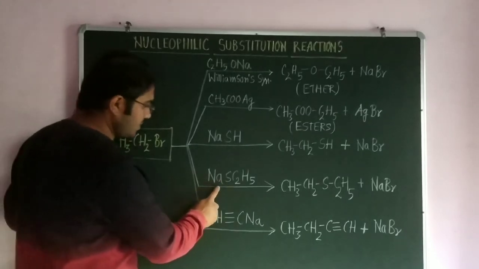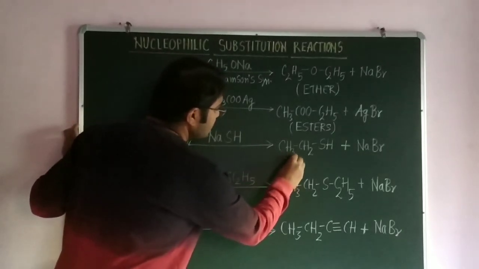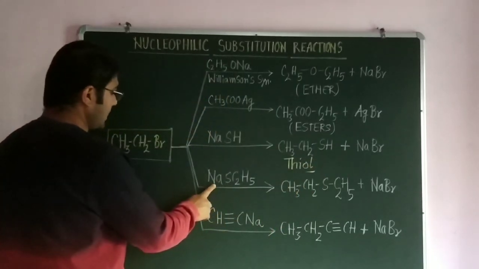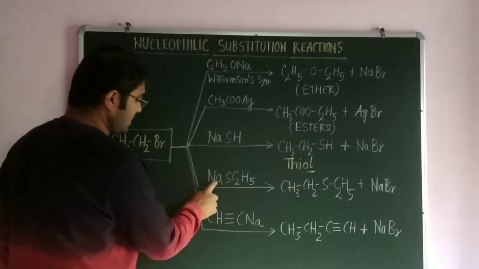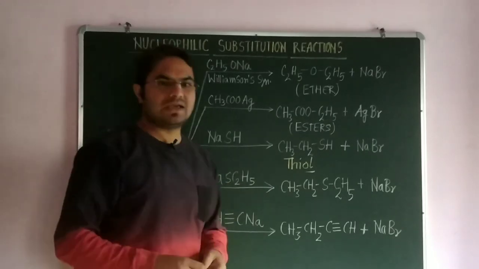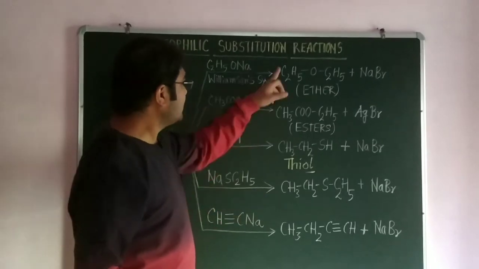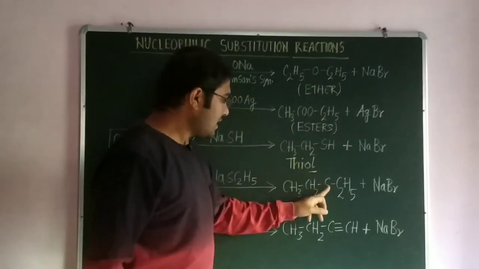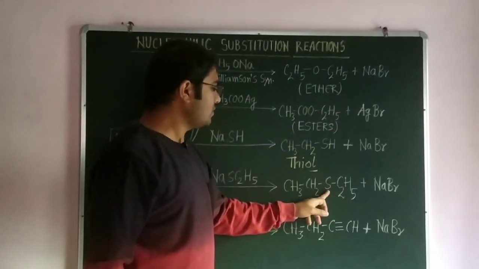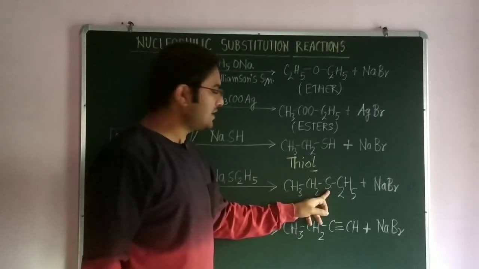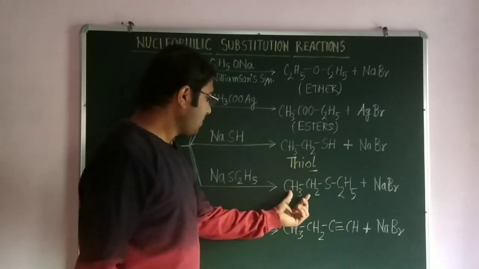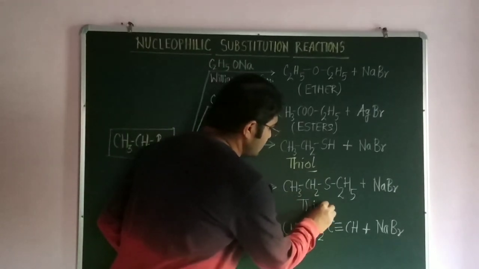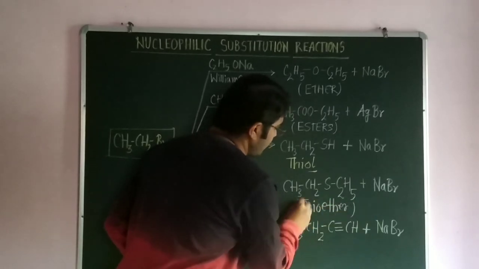And similarly, this functional group is thiol, and the next is when haloalkane reacts with NaSR'. This is very similar to ether. In the case of ether, ROR' is the formula, and in RSR', instead of O linkage, an S linkage is present. So the product formed here is thioether. So this is also a new functional group, thioether.